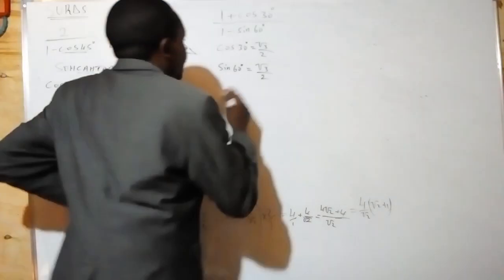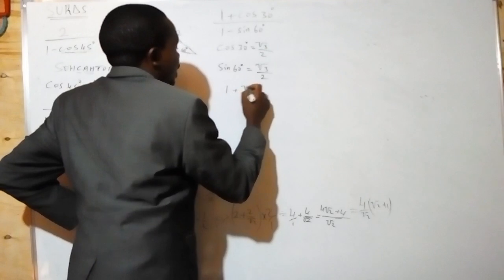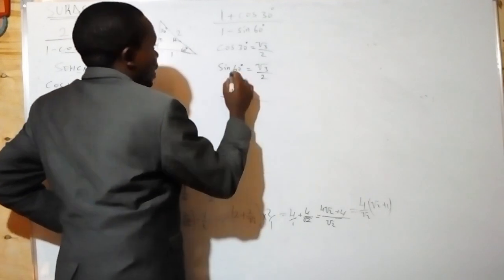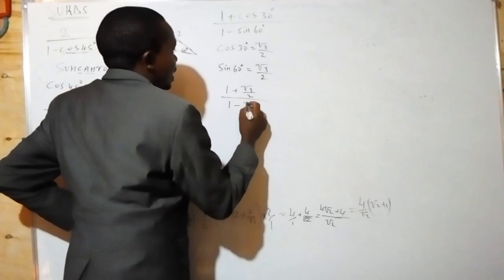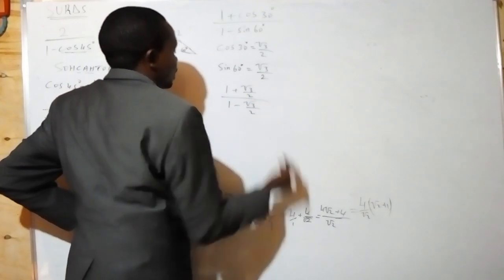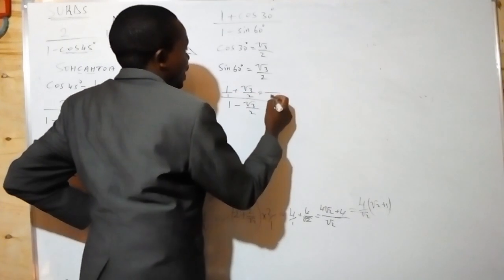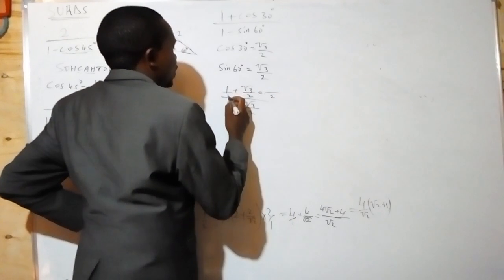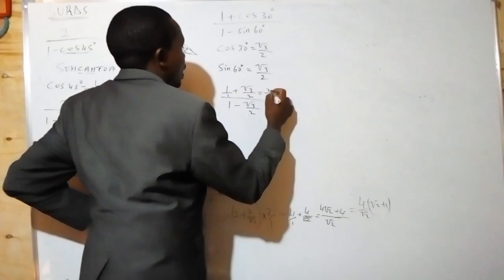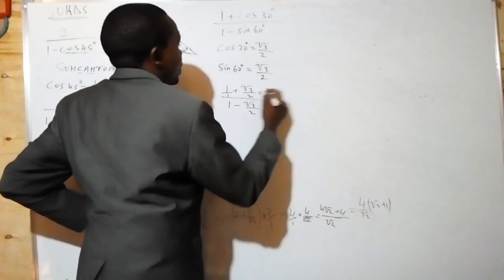1 plus cos 30, root 3 over 2, over 1 minus sine 60, which is root 3 over 2. We can get the LCM of numerator and denominator. LCM of 2 and 1 is 2. 2 divided by 1 is 2. 2 times 1 is 2. Plus 2 and 2, 2 divided by 2 is 1. 1 times root 3, like that.